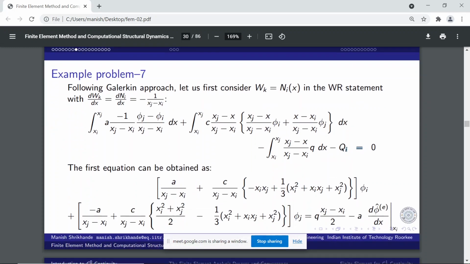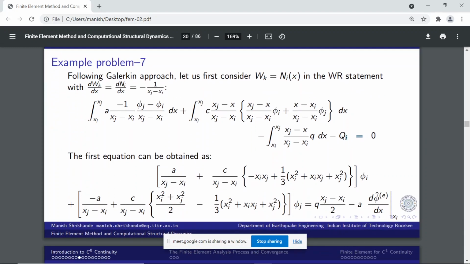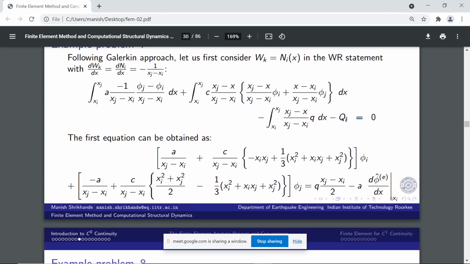And once you evaluate, as you can see, this is a straightforward integration between xi and xj. No further complication. It's just polynomial terms. This is a second degree polynomial. This is also a second degree polynomial. This is a first degree polynomial. And this is a constant. So if you integrate these, you will get an expression like this.